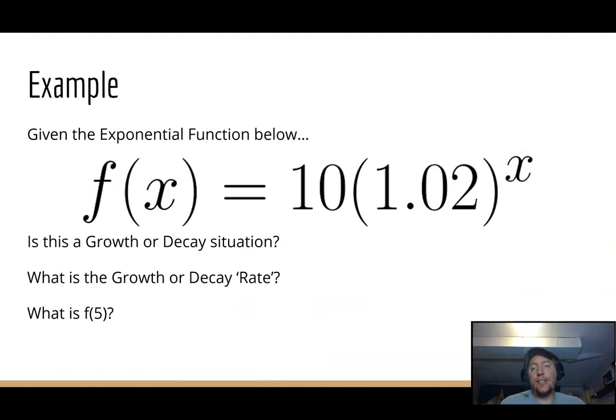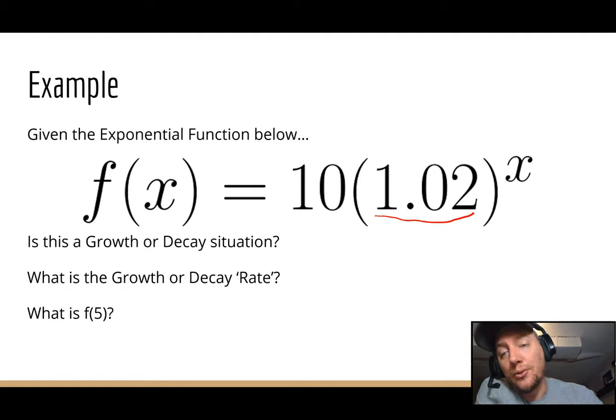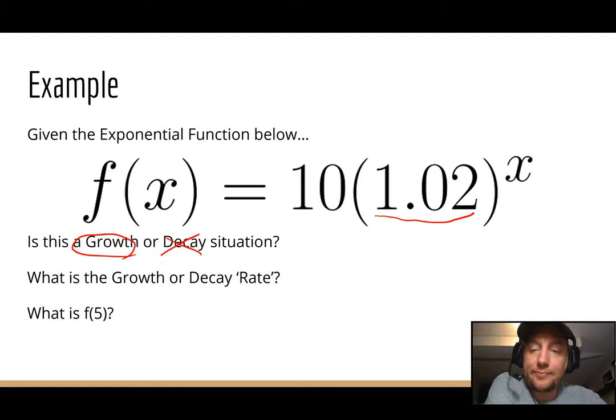So given these exponential functions, let's do some stuff with it. Is it growth or decay? What is the rate? What is f of 5? So first of all, for growth versus decay, we look at the base of the exponent. It's 1.02. 1.02 is more than 1, so it is a growth, not a decay situation.